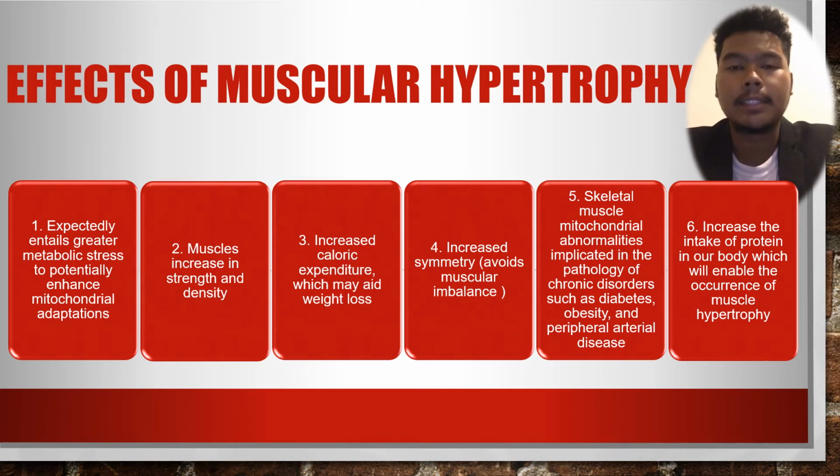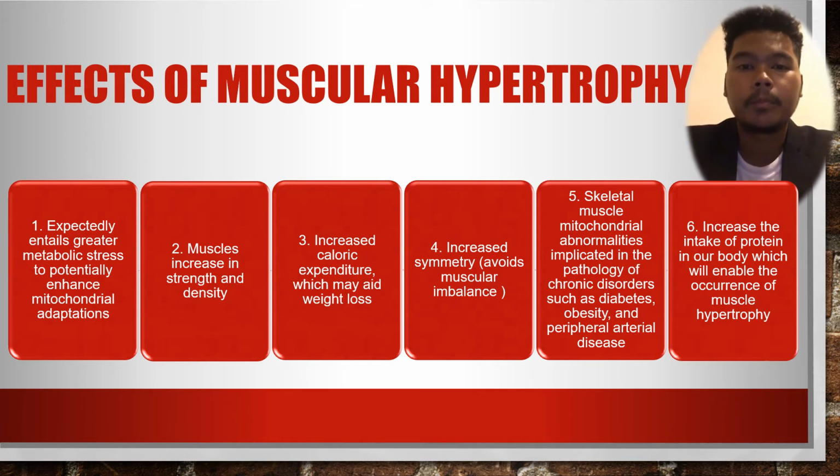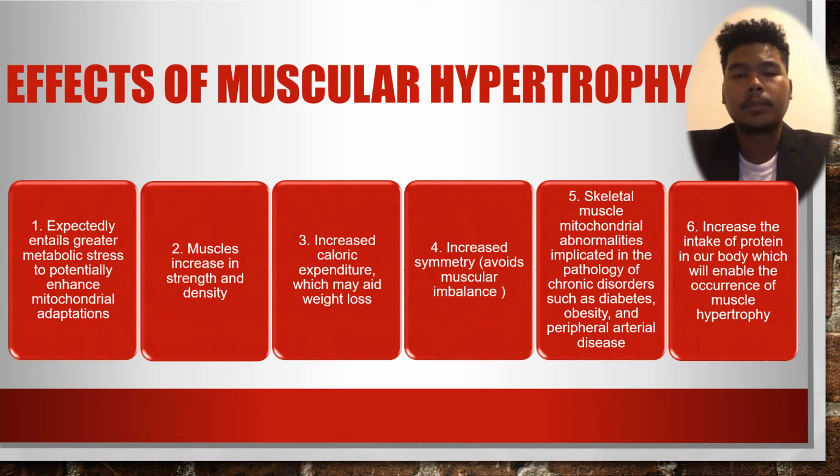peripheral arterial disease. Okay, the last one is increasing the intake of protein in our body, which will enable the occurrence of muscle hypertrophy. Muscle protein is maintained by a balance between synthesis and breakdown. When synthesis is higher than degradation, muscle hypertrophy is induced. Therefore, exercise and subsequent protein ingestion are important for muscle hypertrophy.